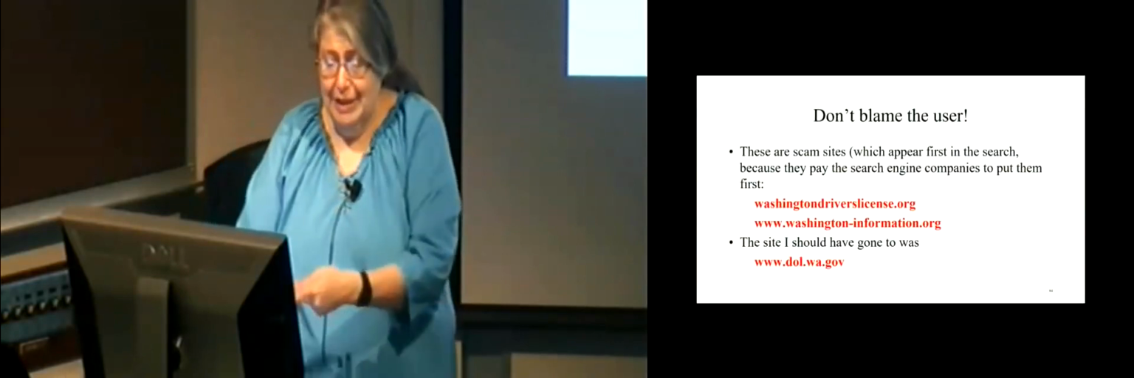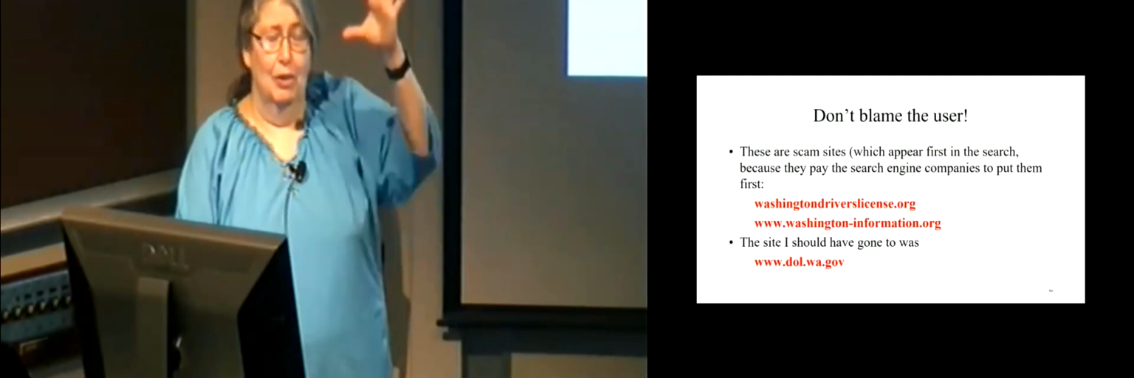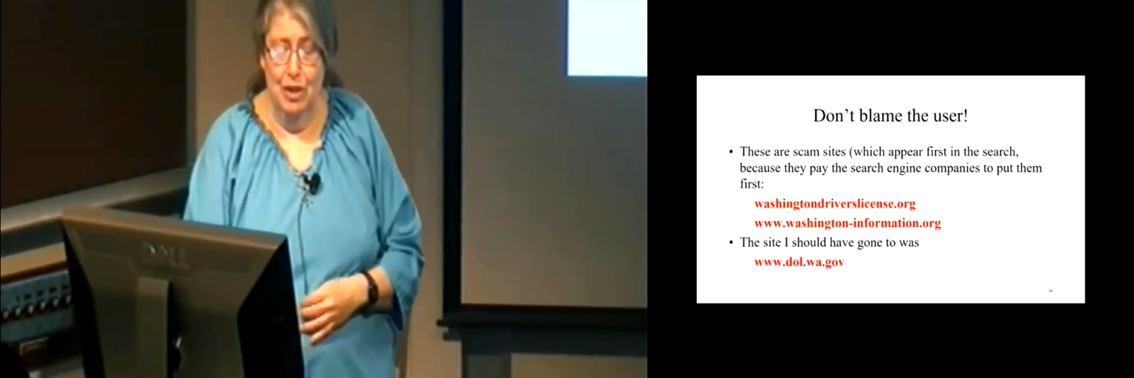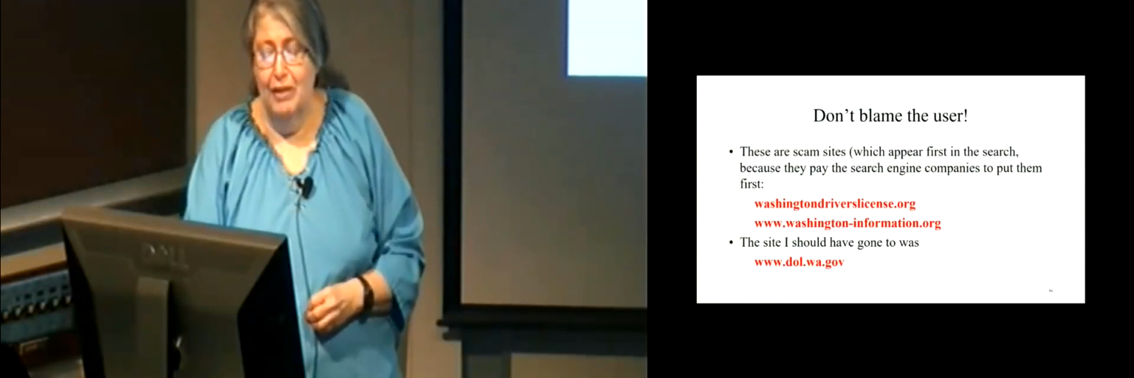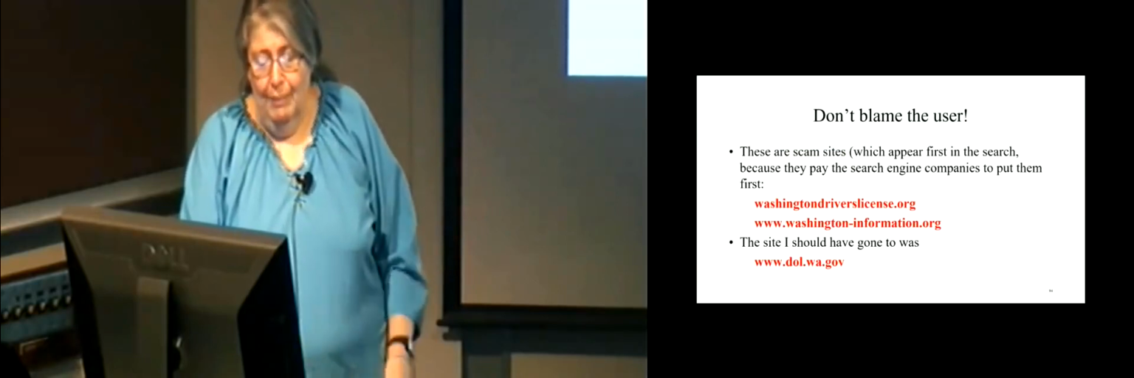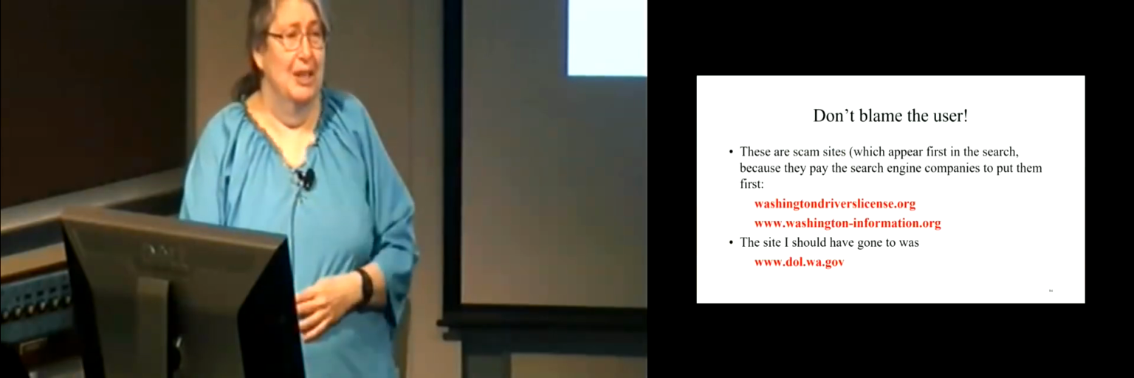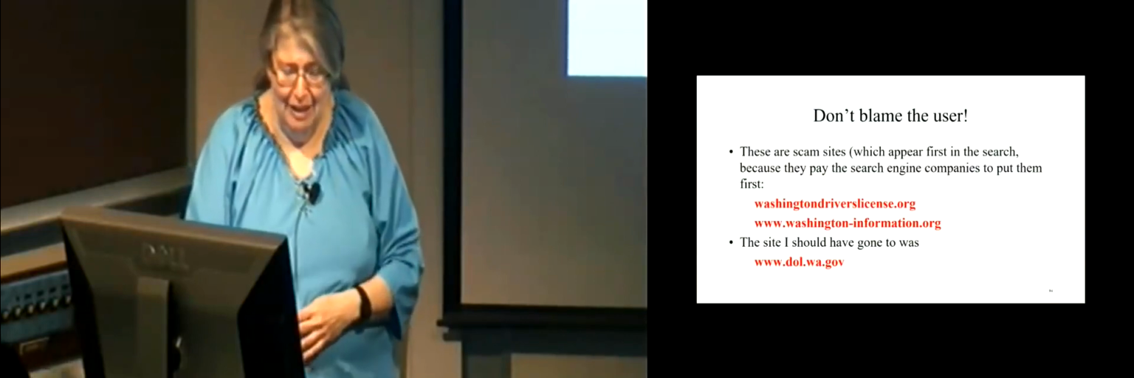So, for instance, these are scam sites. There's now more than one of them. So there'll be several of these at the top of the search order. So I happened to hit WashingtonDriversLicense.org. Looks okay. There's also a WashingtonInformation.org. And I'm sure there's North Carolina ones too. You should search. It's cute.